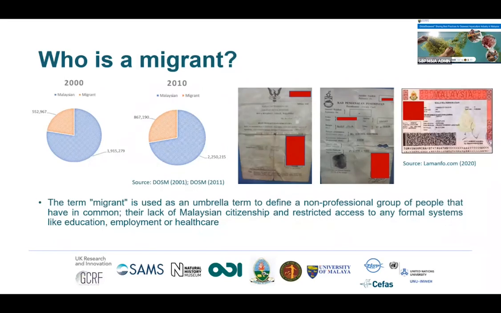So this presentation will not discuss the complexity of the issue of citizenship, but will provide an overview of the situation faced by seaweed farmers who are not citizens. The term migrant is used as an umbrella term to define a non-professional group of people that have in common their lack of Malaysian citizenship and restricted access to any formal system like education, employment, or healthcare.